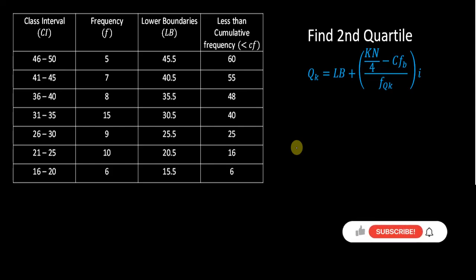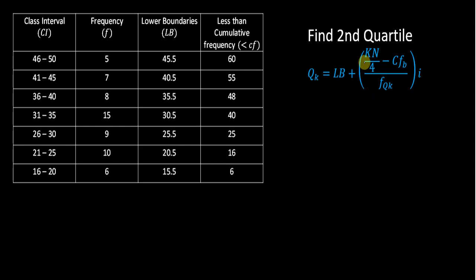Okay, proceed na tayo. Nakuha na natin yung lower boundary at less than cumulative frequency. Hanapin natin yung second quartile. Okay, so bago tayo magsimula, ito yung formula ng quartile. Bago natin gamitin tong formula, unahin natin yung kn over 4 doon. Unahin na natin i-solve yan. So kn over 4.